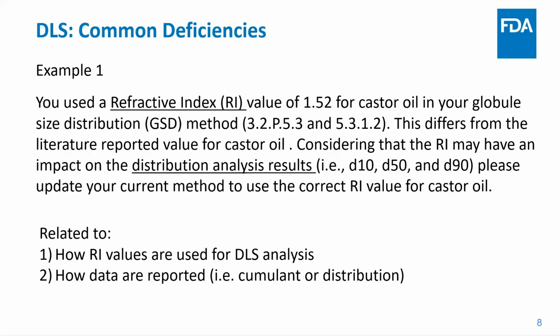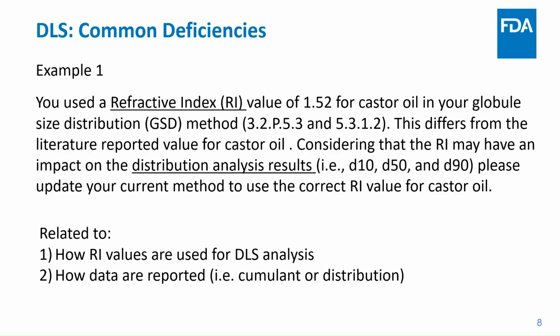So this first example is about how the refractive index value is used in a dynamic light scattering measurement, right? In this case, the company used an RI value of 1.52 for the castor oil, which is the oil globule, the actual particle you can consider. And if you remember, when we mentioned the globule size or particle size measurement, what's important for the refractive index is the refractive index of the dispersant, right? It's because the dispersant RI is directly in the equation to calculate the hydrodynamic radius.